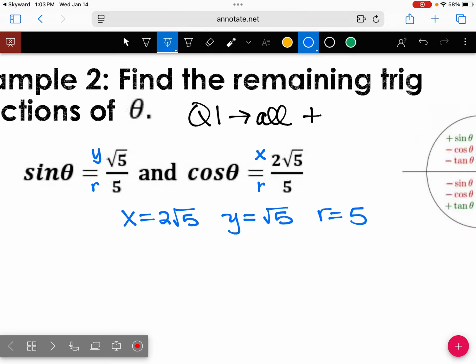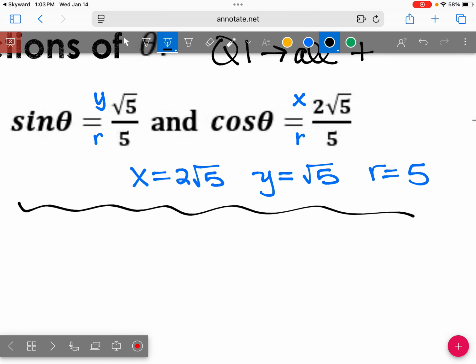I think the easiest to do would be to find secant and cosecant. We'll start off with cosecant. Cosecant is the reciprocal of sine, which means it's r over y, which means it would be 5 over root 5. Sorry, my brain froze for a minute. But we have a problem, right? We cannot leave a radical in our denominator.